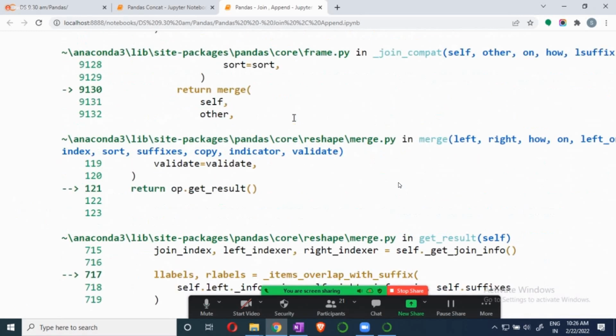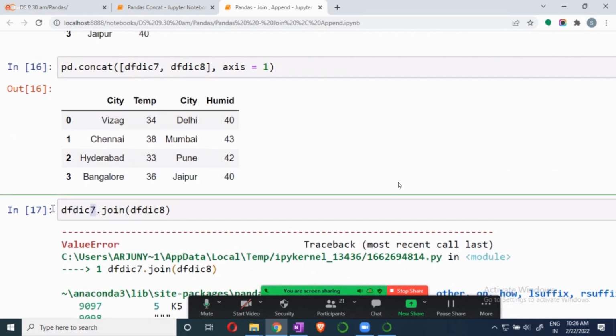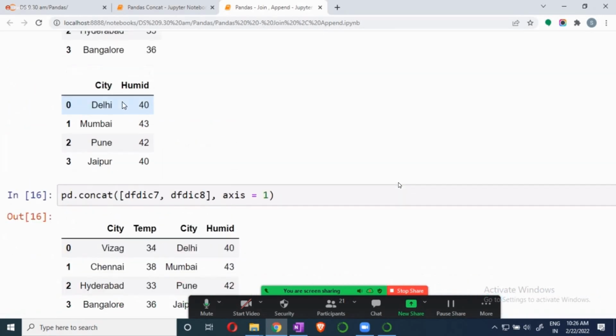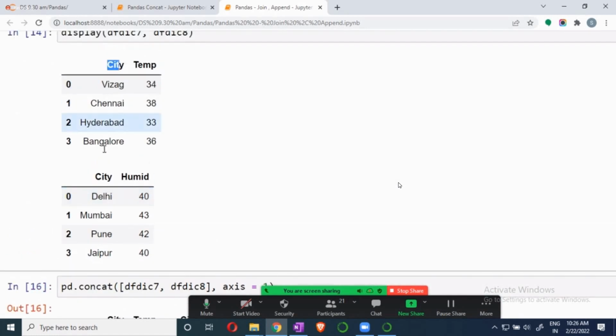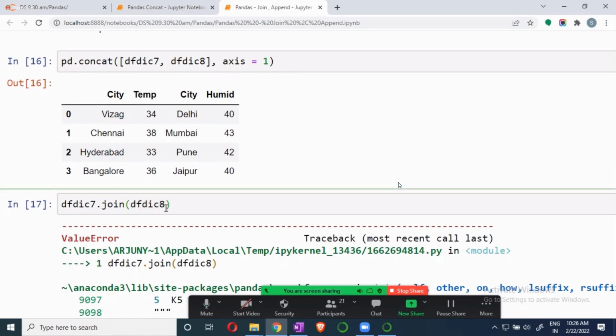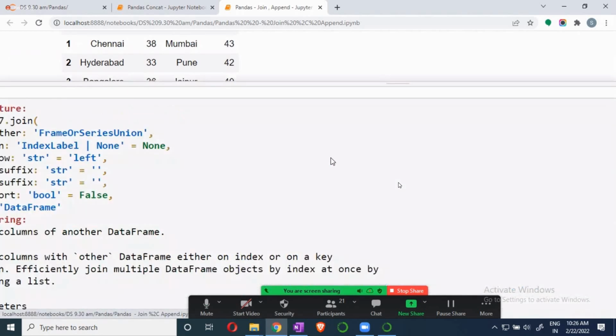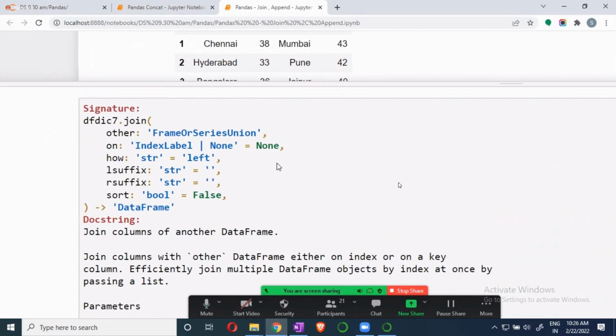So what is happening here is, it is checking the columns of data frame 7 with data frame 8. There is a common column by the name, what is that? City and city. Because of which it is giving us the error. To avoid that, we have something called suffix over here. Can you see it? Left suffix and right suffix. Any one you can give.